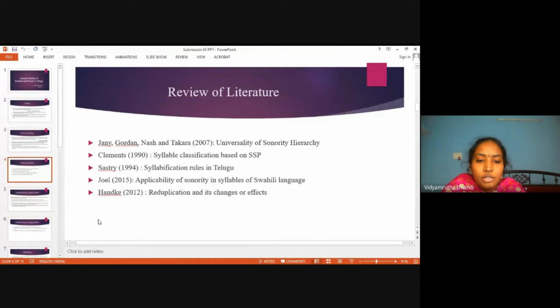And then Anatolia Joel described the application of sonority in the Swahili language. Swahili is a Bantu language of the African area.